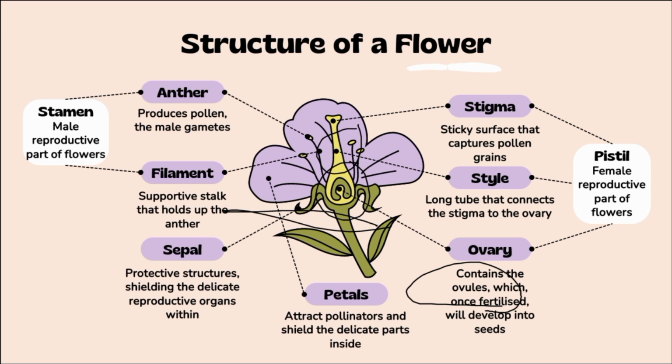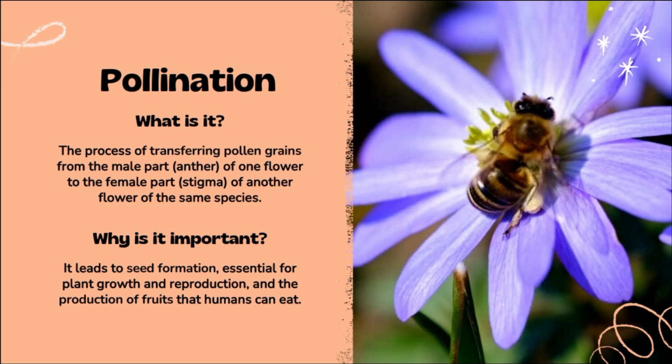Now the next is sepals. Sepals are these scaly leaves. You can see here the green leaves, which actually protect the structures and the reproductive organs which are inside the flower. Now students, there are two processes through which the plant reproduces: pollination and fertilization.